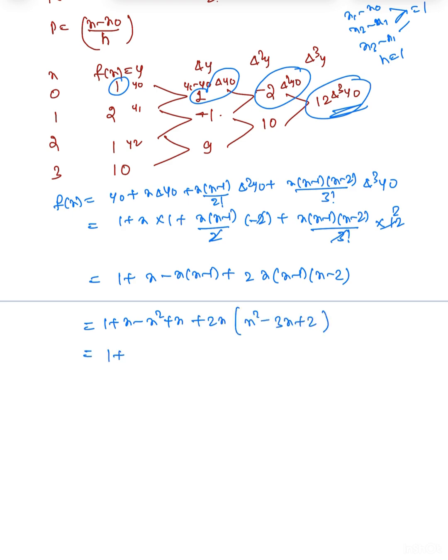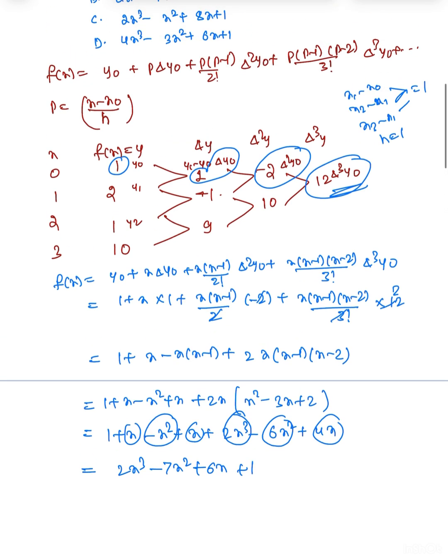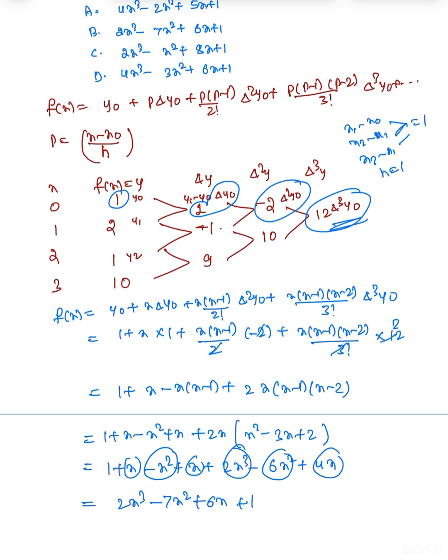So again simplifying, 2x cube minus 6x square plus 4x. So this will be 2x cube. Then minus 6x square minus x square is minus 7x square. Then 4x plus x plus x is 6x, plus 1. The polynomial is 2x cube minus 7x square plus 6x plus 1. So this is found in option B. Therefore the correct option is option B.